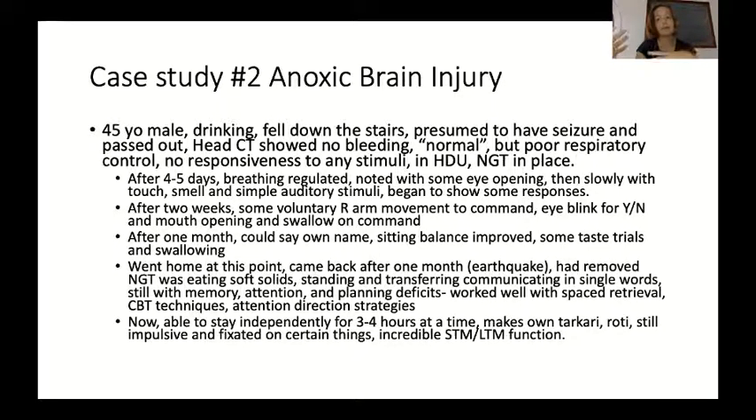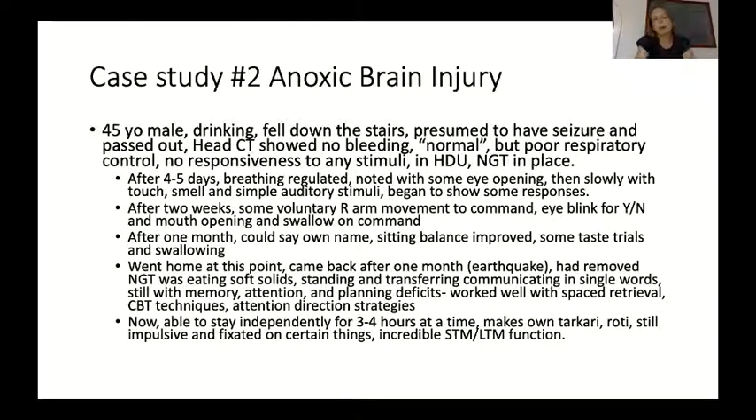His wife just found him unresponsive. So some of the circumstance is unknown, but it seems like that is probably what happened. His head CT was normal, so it showed no bleeding, no hemorrhage, no subdural hematoma, anything like that. But he was brought to the Mission Hospital in Tenson with poor respiratory control, no responsiveness to any stimulation. He was in our high dependency unit with an NG tube in place. Everyone was pretty much thinking, we don't know what's wrong with this man. Should we send him home for comfort, palliative, hospice care measures?